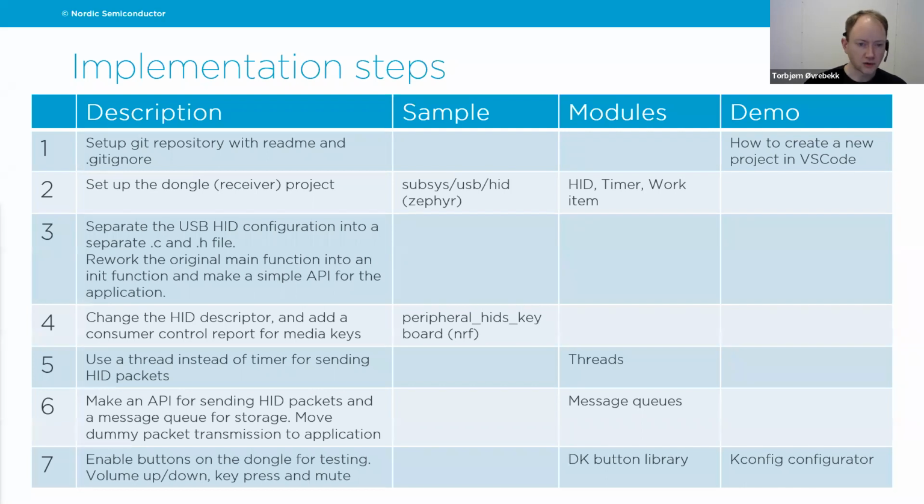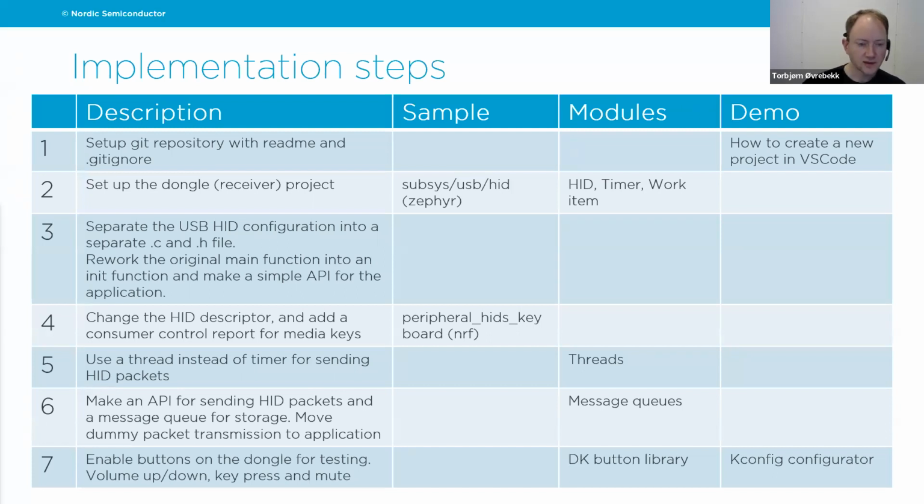Then I'm going to start on the dongle side, or the receiver project. I'm going to base this off of the USB HID example, and step 2 is basically just copying the entire USB HID example into my repository and using that as a basis. For this, I'm going to briefly showcase some of the HID functionality, and I'm also going to show some of the Zephyr kernel structures that I'm going to be using, which are Zephyr timers and also work items.